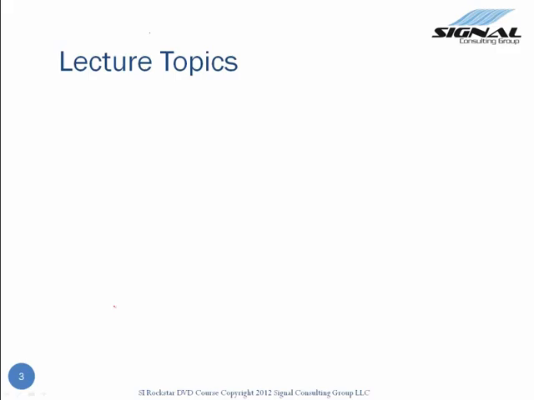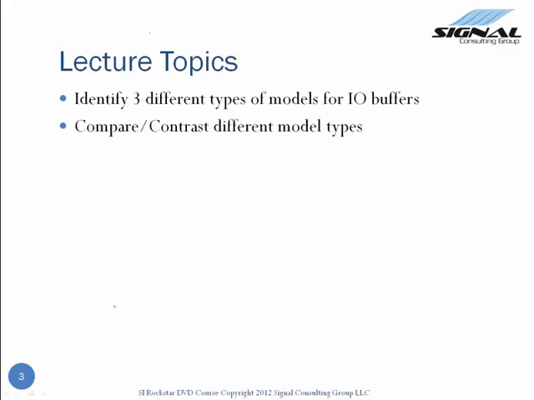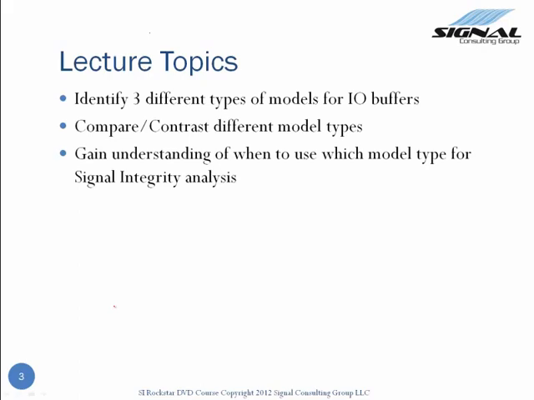So let's move on to the lecture topics of what we're going to talk about in today's lecture. We're going to identify 3 different types of models for I/O buffers. And when I talk about I/O buffers, I'm really talking about the device silicon. So this is really going to be your driver or receiver, anything in your interface channel that's an active device. Then we're going to compare and contrast the different model types. And the whole idea is really to gain an understanding of when to use which model type for signal integrity analysis.